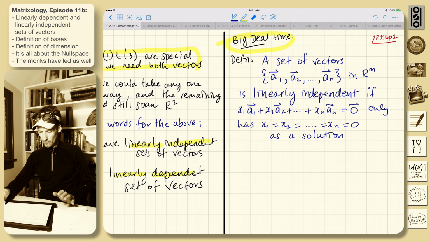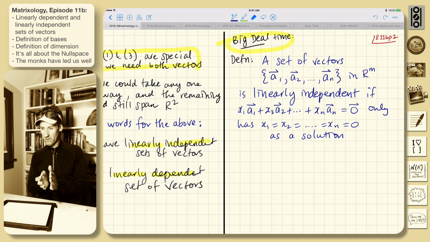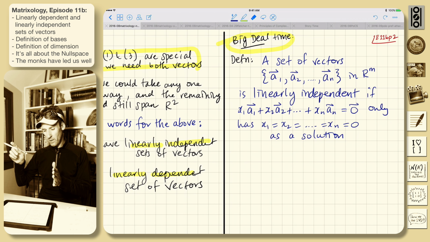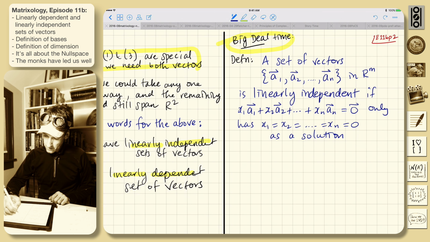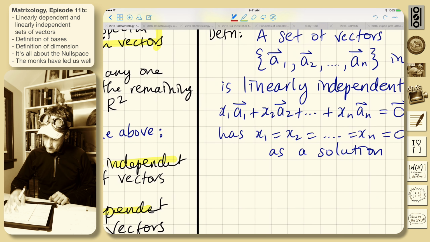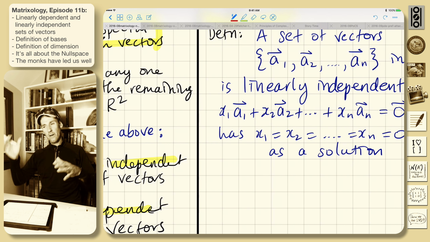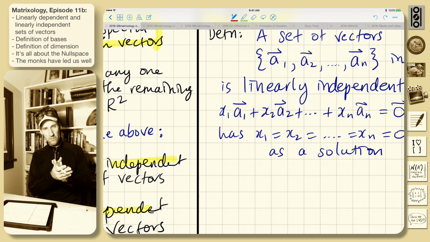We want to make 0. So the only way to stretch these vectors is to multiply each vector by a constant: that's x1, x2, and so on. We're allowed to do that, and add them in such a way to come back to 0. The only way is if we don't go anywhere at all, so all of them are 0.